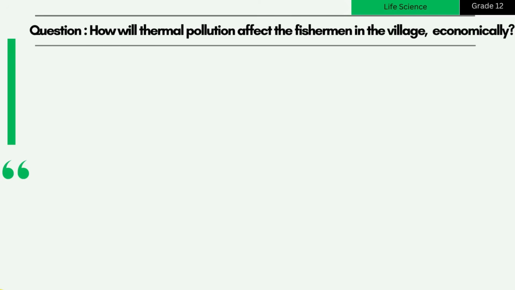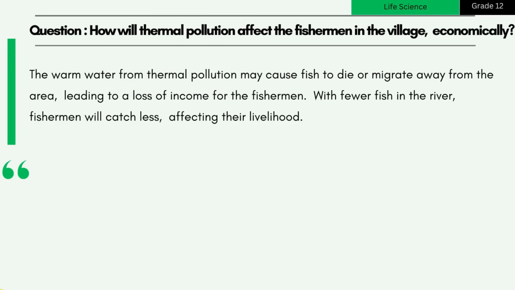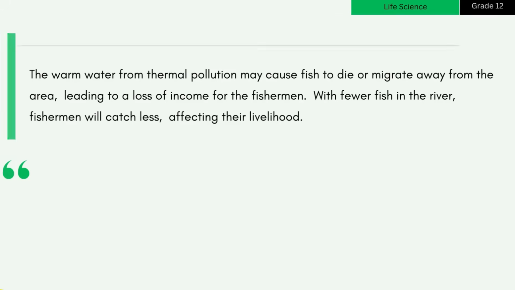Question: how will thermal pollution affect the fishermen in the village, economically? The warm water from thermal pollution may cause fish to die or migrate away from the area, leading to a loss of income for the fishermen. With fewer fish in the river, fishermen will catch less, affecting their livelihood.